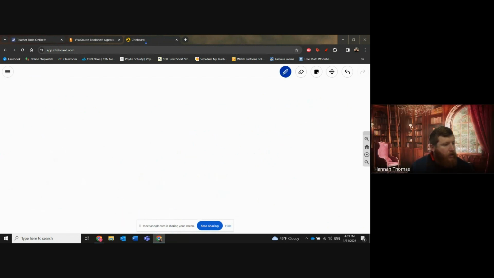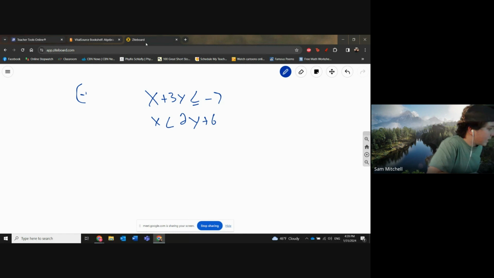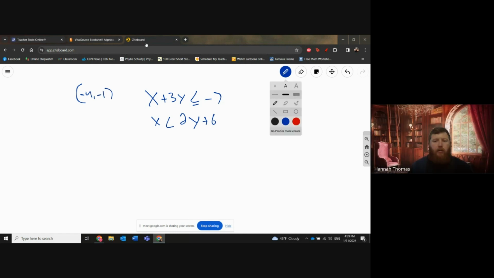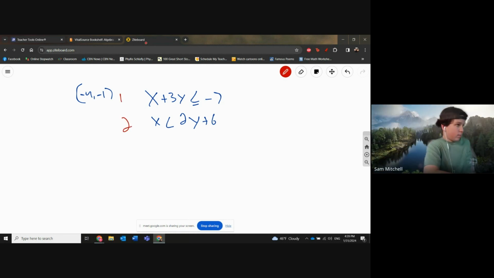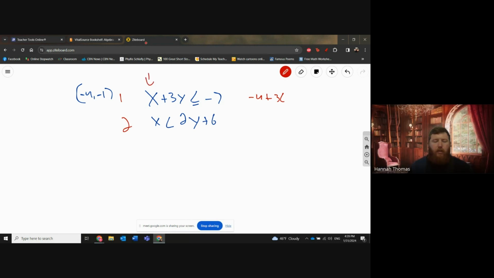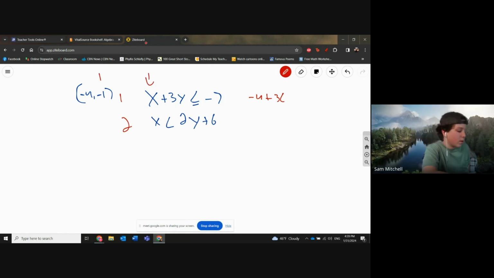Number 4, you have x plus 3y is less than or equal to negative 7, as well as x is less than 2y plus 6. And what did they say the solution might have been for this system? Negative 4 is x and negative 1 is y. So we're simply going to substitute and solve. Negative 4 plus 3y is less than or equal to negative 7. What do I substitute for y? Negative 1. So it would be negative 3, basically.